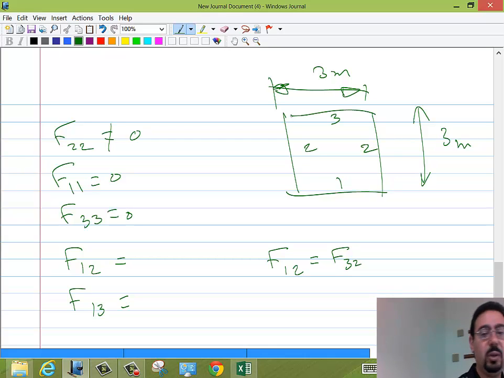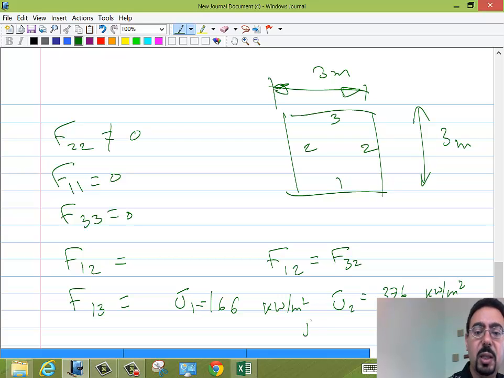All right, so I leave this for you. And then you get J1, 166 kilowatt per meter square, and J2, 376 kilowatt per meter square, and J3, 254 kilowatt per meter square. Alright, and once you get the J's, then you can solve those 3 equations, 3 unknowns, and then you have your Q. Alright?